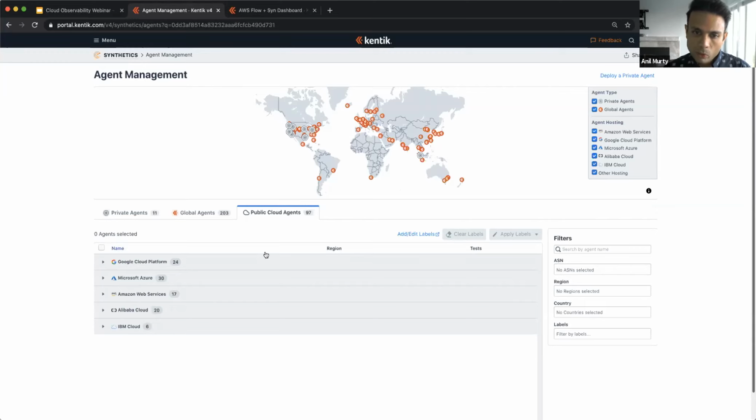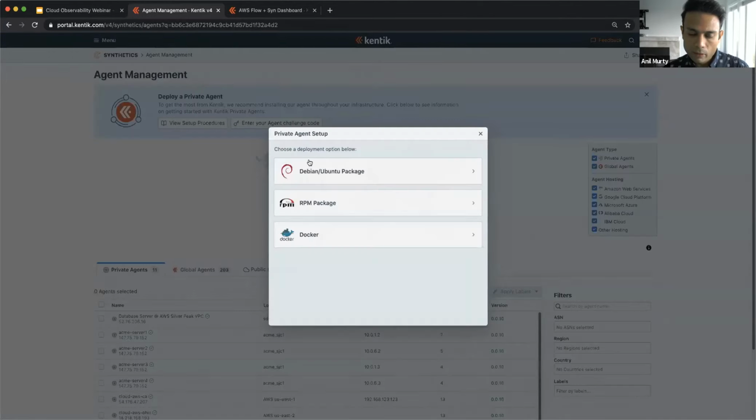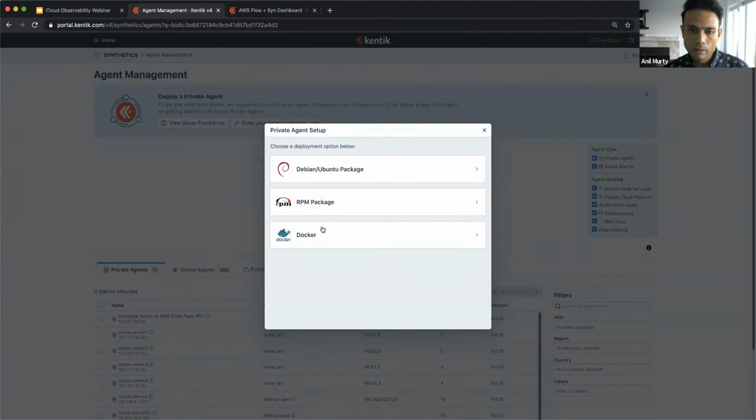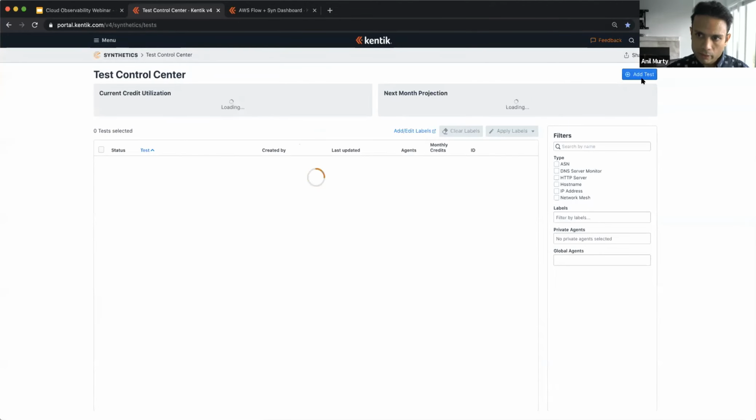In addition to utilizing these agents for your testing, you also have the option of deploying your own private agents. These would be agents that you install on your own infrastructure. We provide various options when it comes to that in terms of packages, and it's a really easy install. So you have these agents and you can run tests from them. Let's go look at the kinds of tests that you can run.